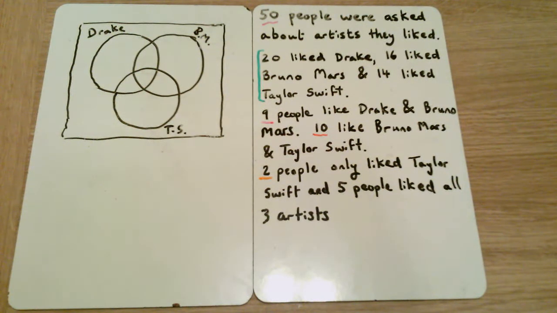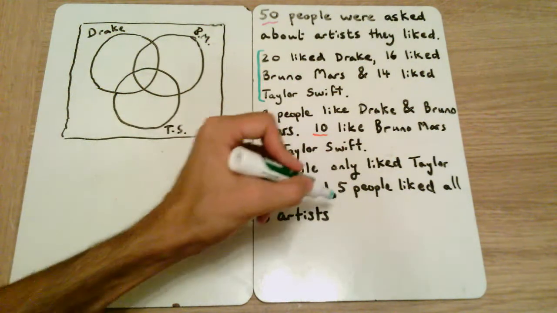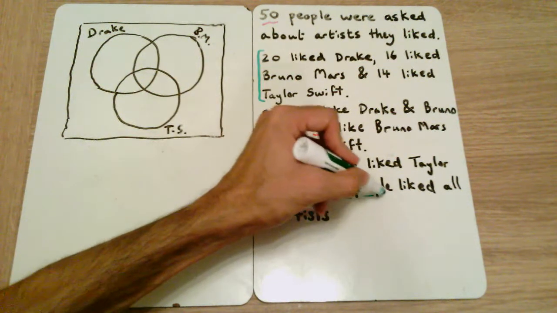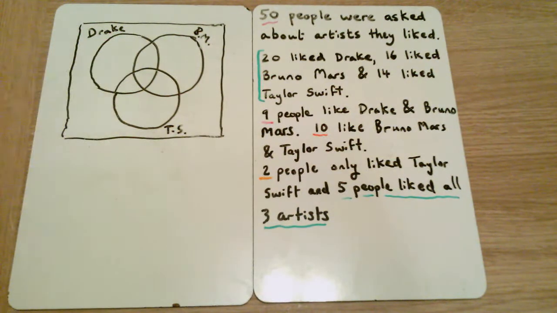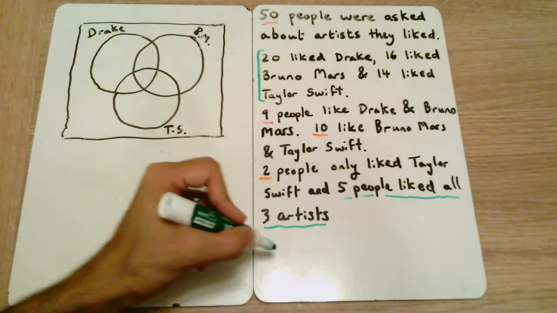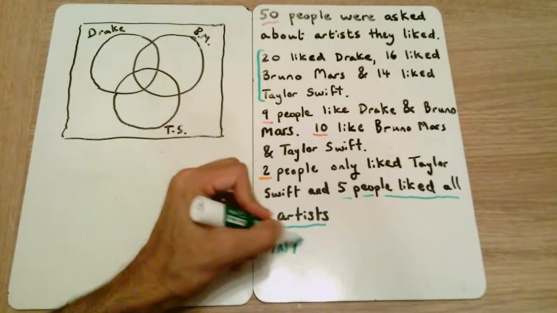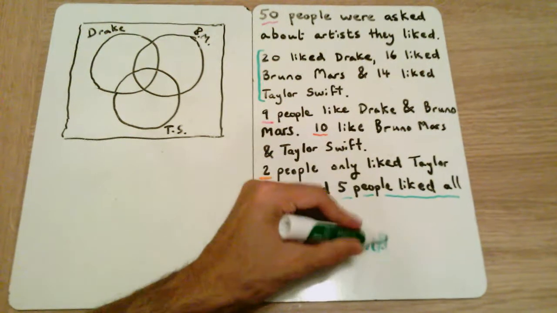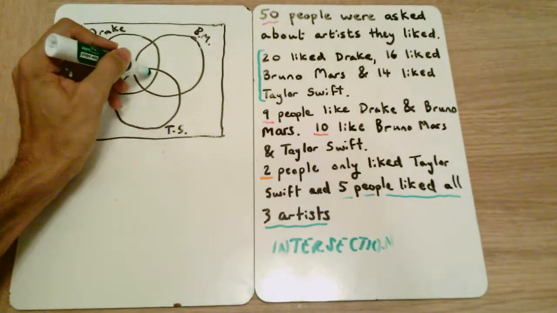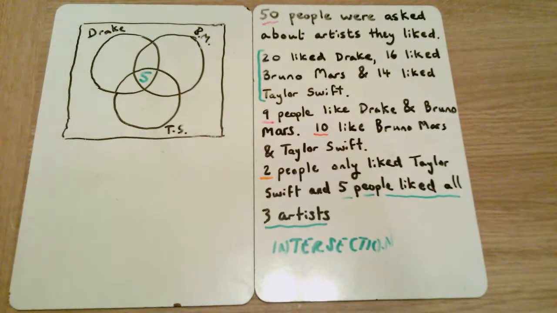Now, my key advice last time around was to always start with the intersection, which is the middle of these 3. The intersection are the people that liked all 3 artists. So if we fill in the intersection first, our value over here is equal to 5. That is the people that liked all 3.